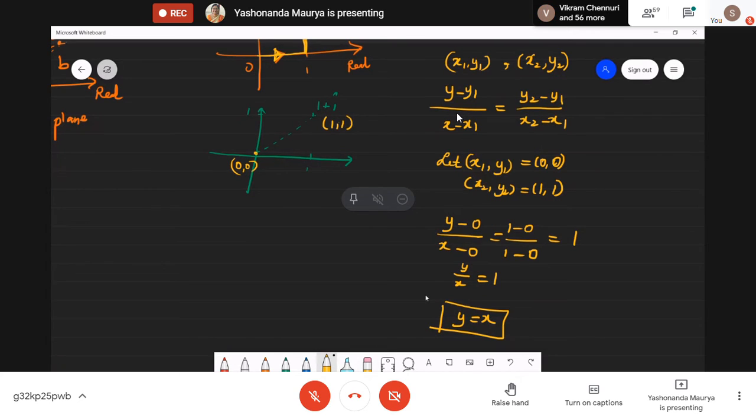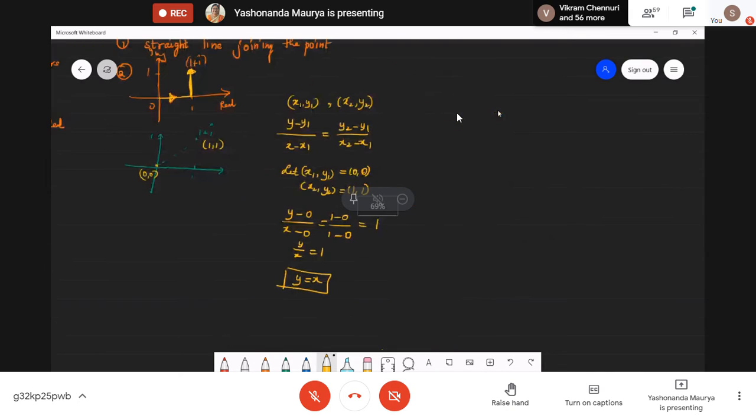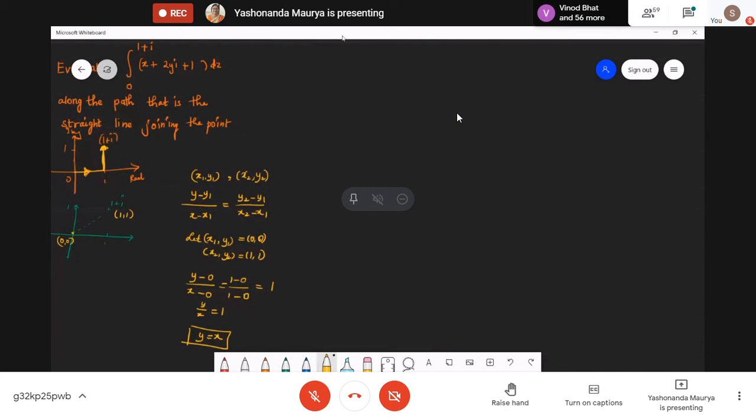Now over here, we are trying to integrate the function f of z, which is given as x plus 2y plus 1. Okay, and what more is given over here is dz. What will be this dz? Again, see, what is our z? z is x plus iy. Therefore, what do we expect that this dz will be?